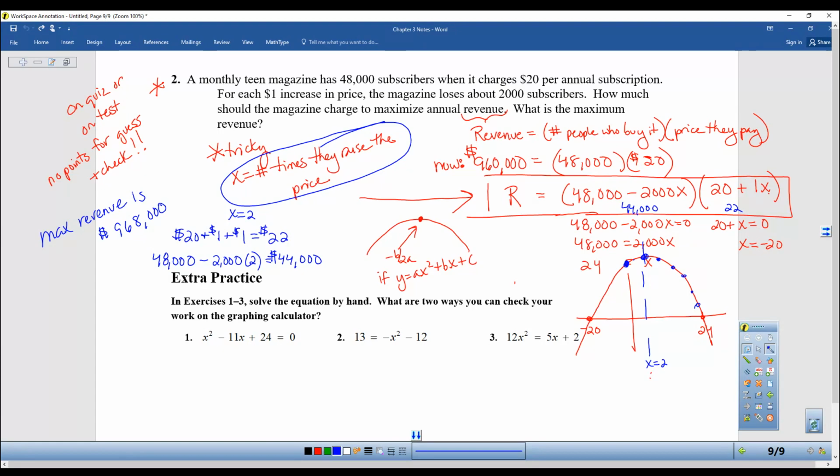All right, that is the end of section 3.1. Great job.